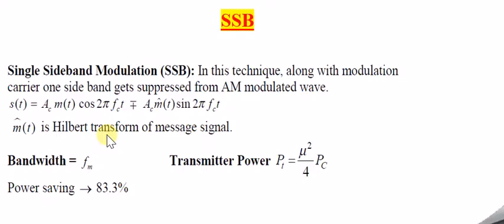Just to summarize, DSBSC has a power saving of 66.67%, whereas in case of SSB, the power saving is achieved to the maximum extent, which is 83.3%, which I am highlighting now. Yes, 83.3%. Bandwidth is 2 FM in DSBSC, whereas in case of SSB it is FM. And the main difference between DSBSC and SSB is that in DSBSC both the sidebands are allowed to transmit and the carrier is suppressed, whereas in case of SSB only one sideband is allowed to transmit, one is suppressed, and the carrier is suppressed. So this is all about SSB type of modulation.